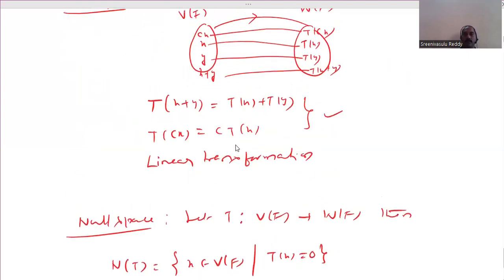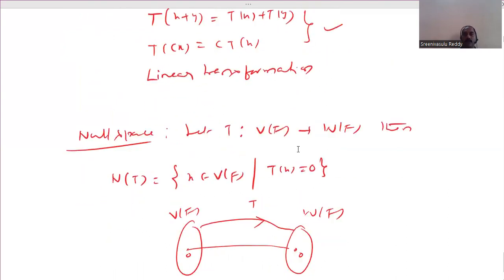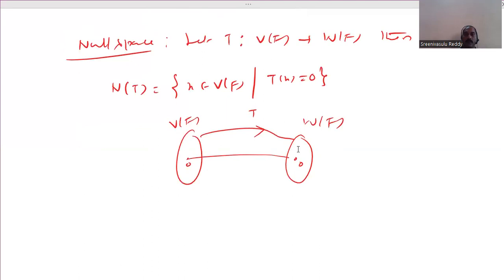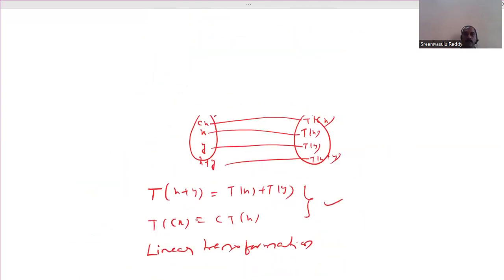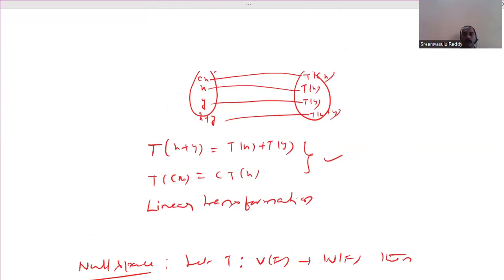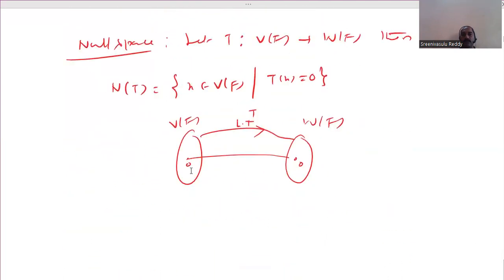If the function satisfies these two conditions, it is called a linear transformation. First of all, T is an LT. Substituting in the LT, you observe that 0 is mapping to 0. Put x equal to 0. 0 plus 0 on the left hand side in the first property, T of 0 plus 0 means T of 0. So T of 0 equals T of 0 plus T of 0. On the right hand side you have 2 times T of 0, on the left hand side 1 time T of 0. Simplifying, we get T of 0 equal to 0. That means 0 is mapping to 0.